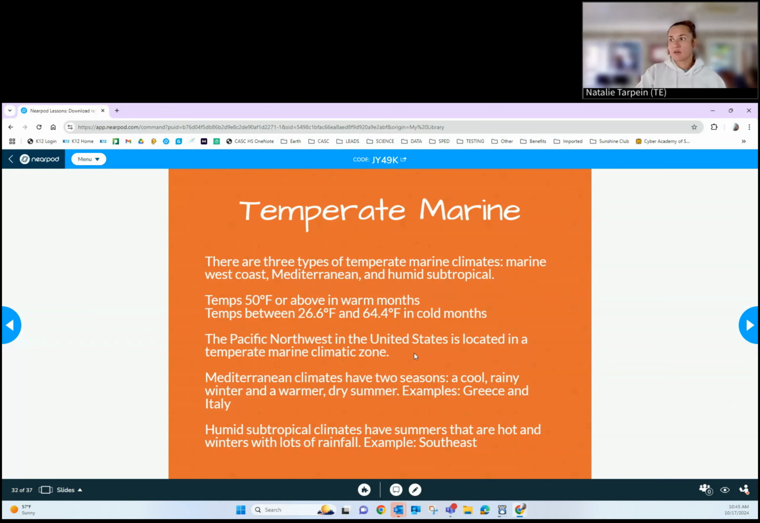The Pacific Northwest is located in the temperate marine climate zone. That's like Seattle, that area, lots of fog, definitely gets cold there. Mediterranean climates have 2 seasons, a cool rainy winter and a warm dry summer. So think Greece, Italy, those regions. Haven't been there before, but I want to go. And then humid subtropical climates have summers that are super hot and winters with lots of rainfall. So the good old southeastern United States, for example.